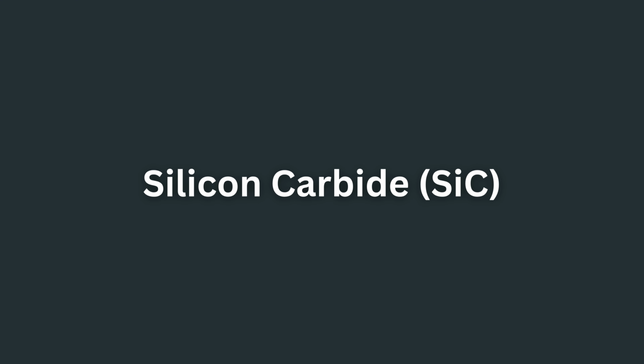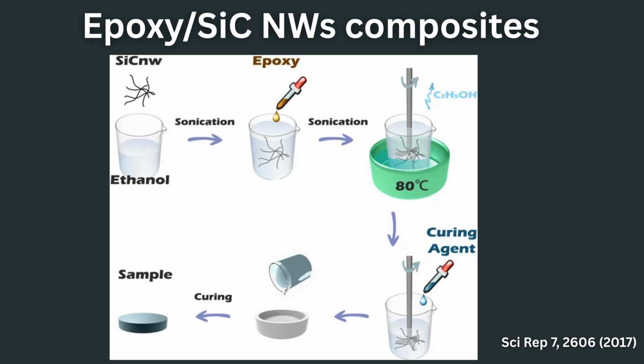Silicon carbide, SiC. Silicon carbide is valued for its excellent thermal stability, high hardness, corrosion resistance, and ability to withstand temperatures up to approximately 1000 degrees Celsius. These properties make SiC particularly suitable for high-temperature adhesive systems. Even small additions of SiC nanowires can significantly enhance thermal conductivity.